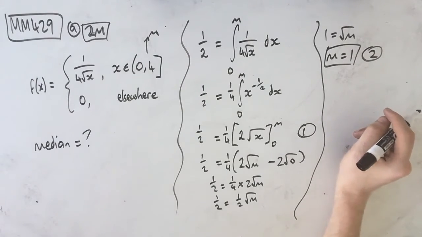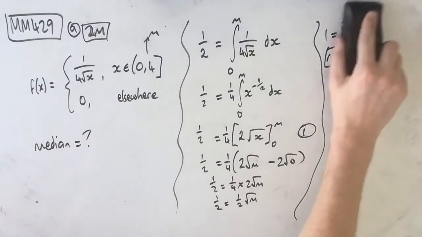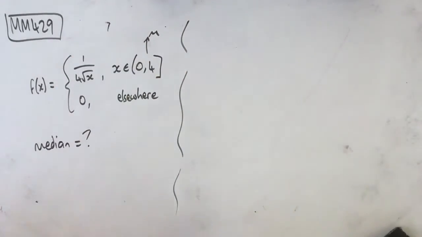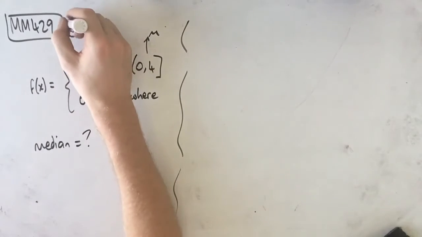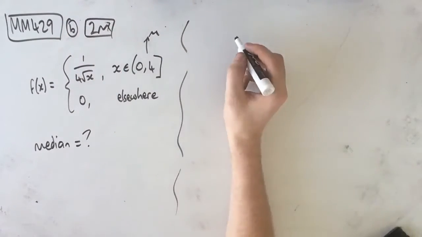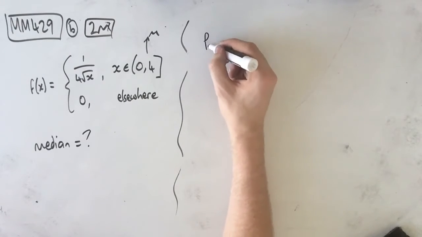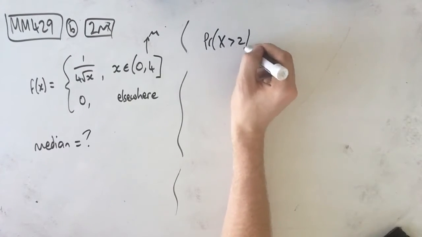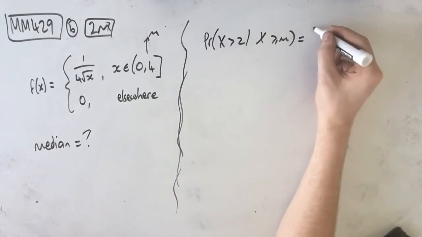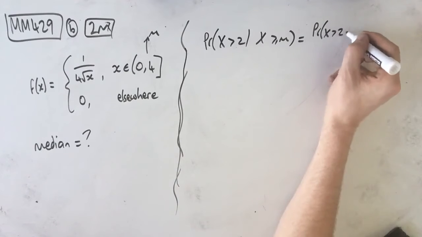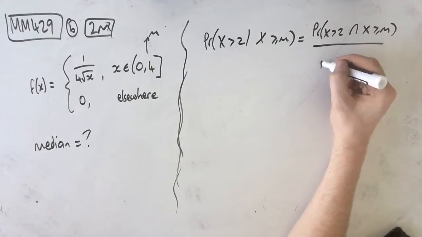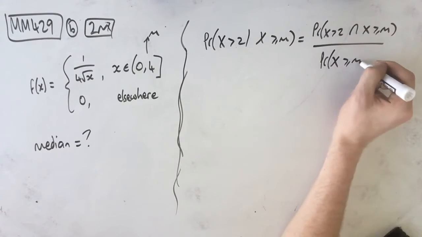Let's move straight on to part B. Part B is also a 2-mark question, and we are asked to find the probability that x is greater than 2 given that x is greater than or equal to m. Cool. So what this means, according to our given formula, is the probability that x is greater than 2 intersect x is greater than or equal to m, over the probability that x is greater than or equal to m.